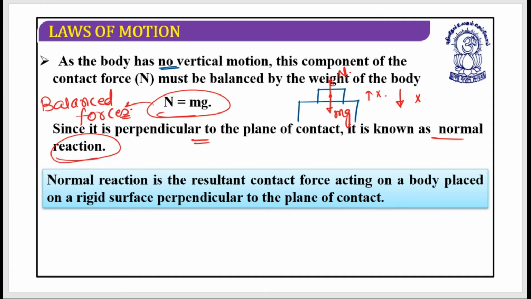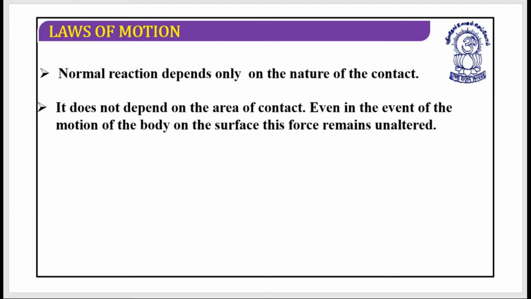Yes, so basically if I identify the correct physics, then normal reaction is the resultant contact force acting on a body placed on a rigid surface, which is perpendicular to the plane of contact. It is the normal reaction. So is it clear? Are there any doubts? Anything? No? Great. Normal reaction depends only on the nature of the contact and does not depend on the area of contact.